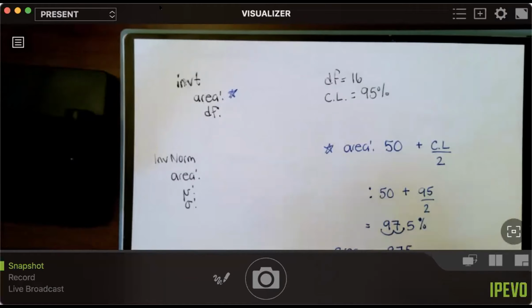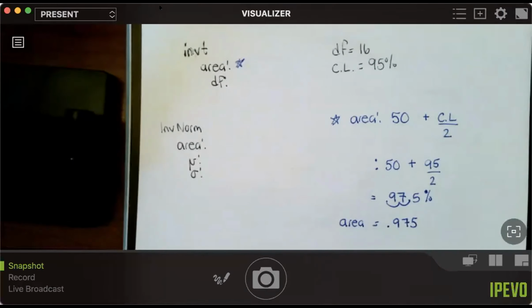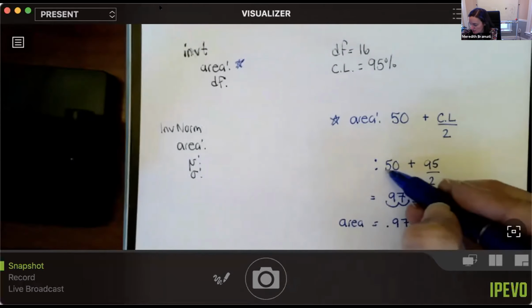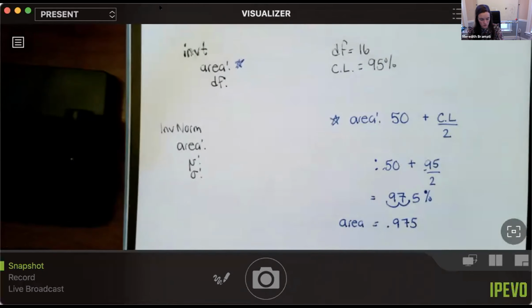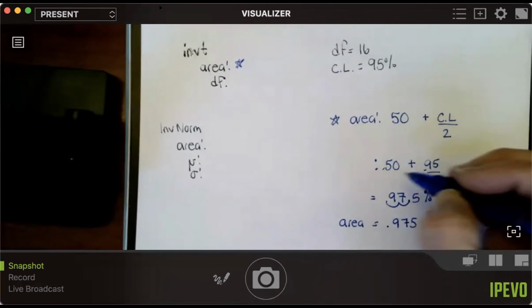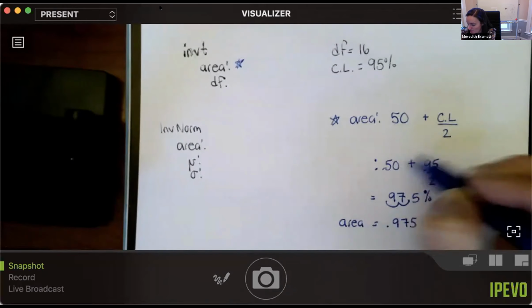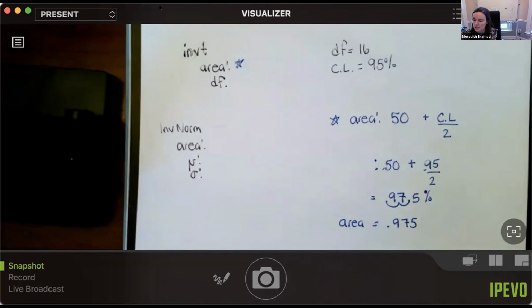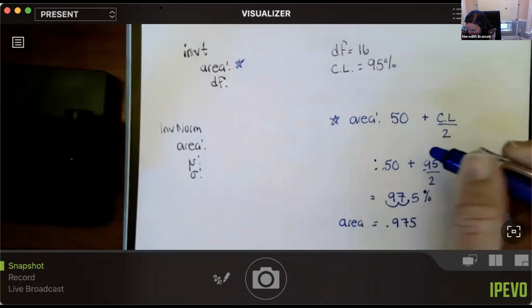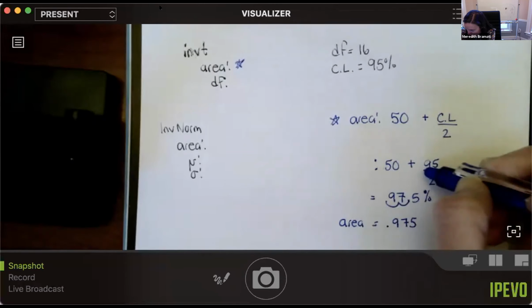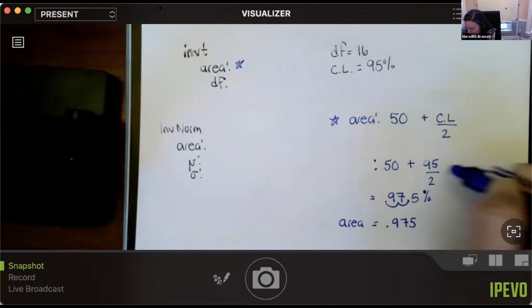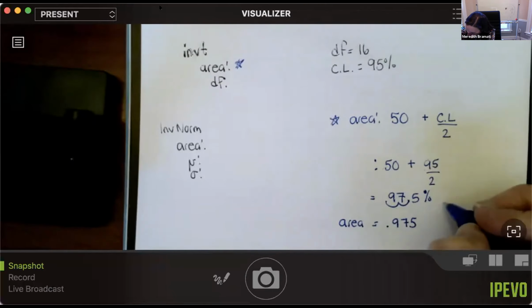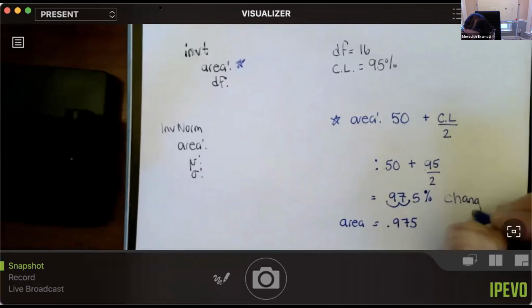Could you have changed it before dividing by the 2? If I change this to a decimal and this to a decimal, it should work. Yes, that's a good question. If I had changed both of these to a decimal before I divided by 2, yes, you could do that. But you would have to change both of them. So that's why I leave them as the whole numbers.